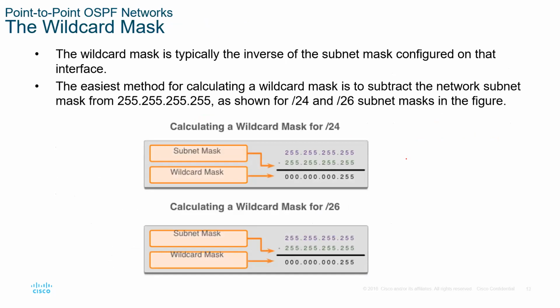So how then do we get the wildcard mask? You see, usually the wildcard mask is like the opposite or the inverse of a subnet mask, right? It is the opposite or the inverse of a subnet mask. So the easiest method for calculating it is to subtract the network subnet from 255.255.255.255. So for a /24, a /24 is what?